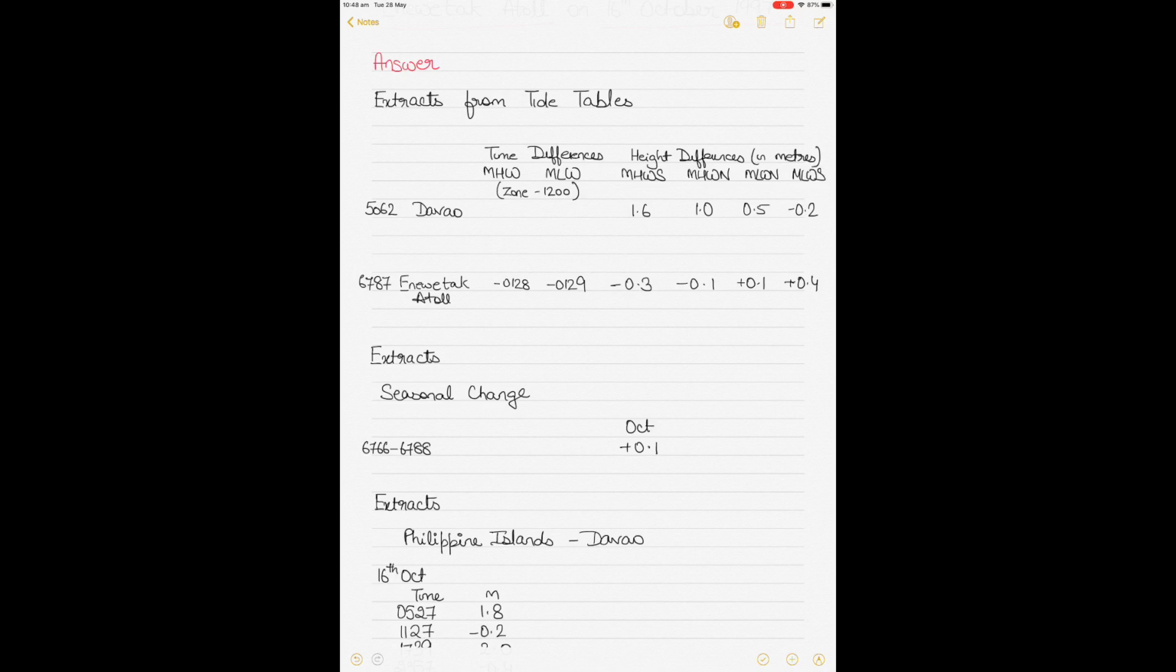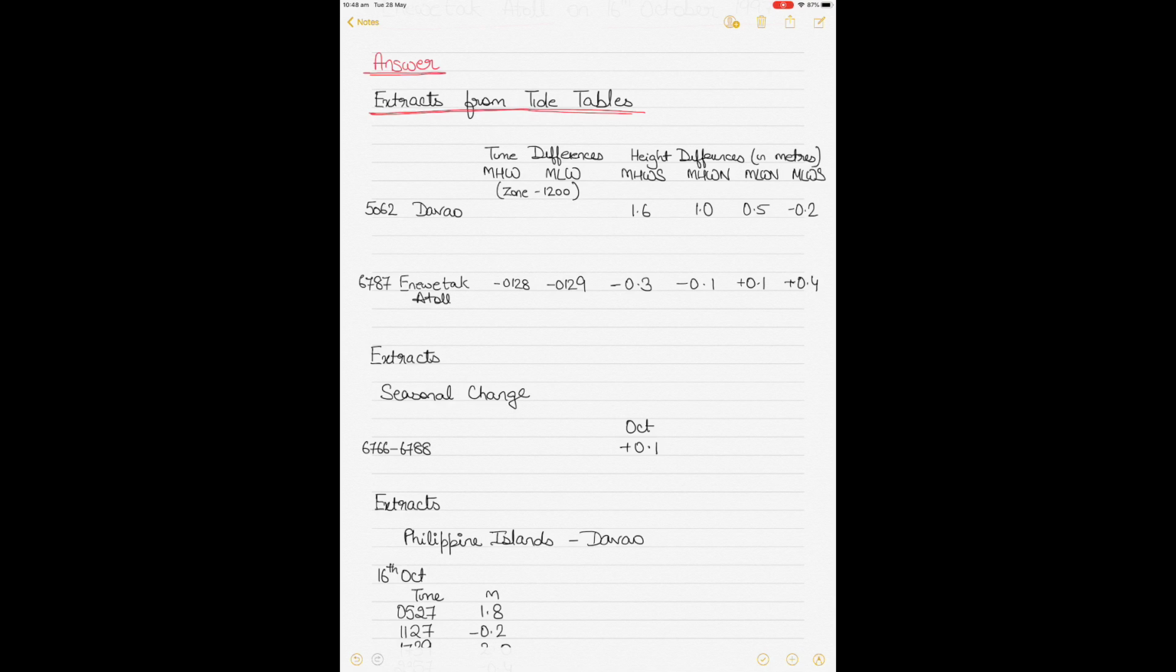So please again watch my previous video as well, and I have shown you extracts of tide tables that can be used to get the values. Here I have written everything down. So here are the extracts from the Admiralty tide tables, or ATT, that you can use to solve this question.